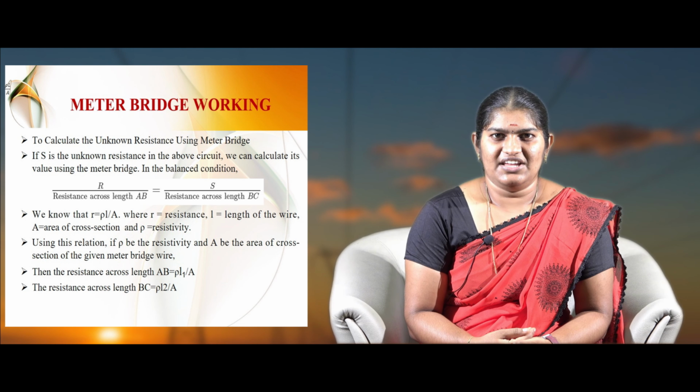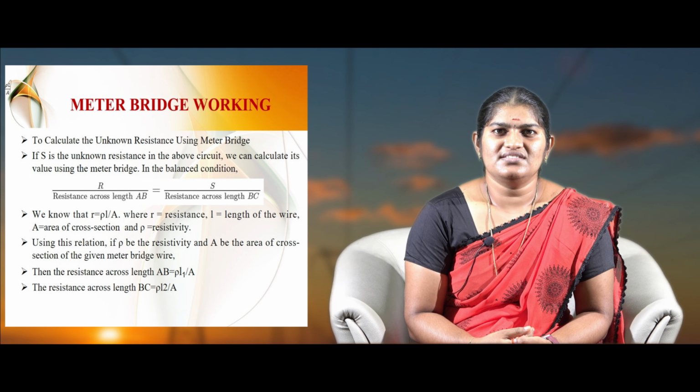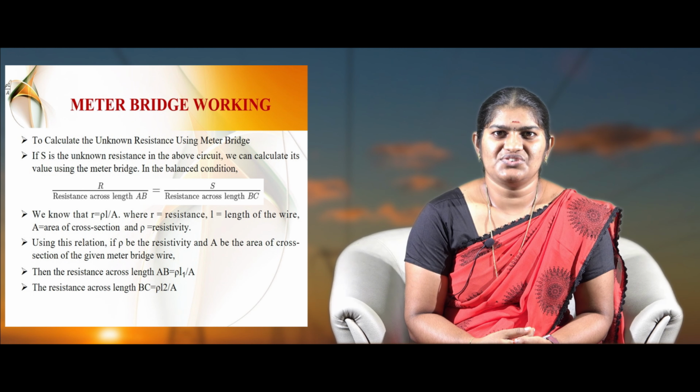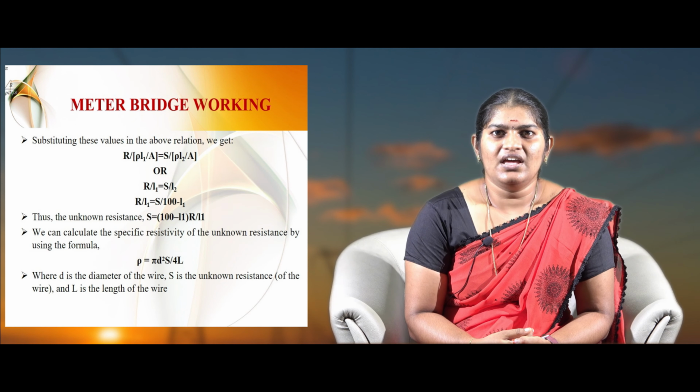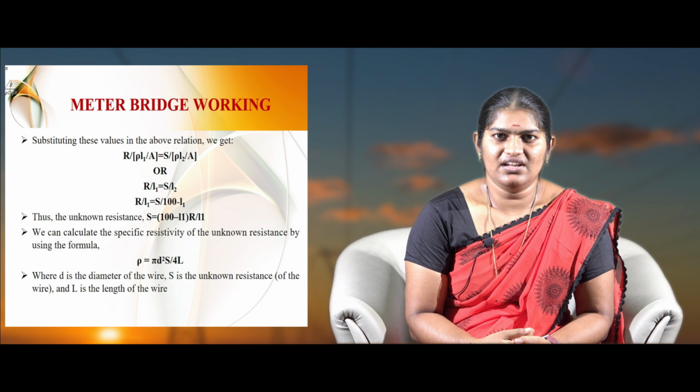By using this relationship, if we know the resistivity rho and the area of cross section A for a given meter bridge, then we can find the resistance across length AB, which is equal to rho L1 by A. The resistance across length BC is equal to rho L2 by A. Substituting these relationships in the balancing condition, we get R divided by rho L1 by A is equal to S divided by rho L2 by A.